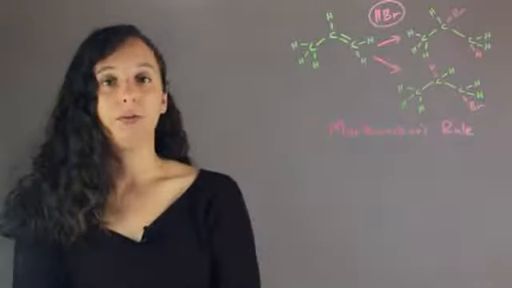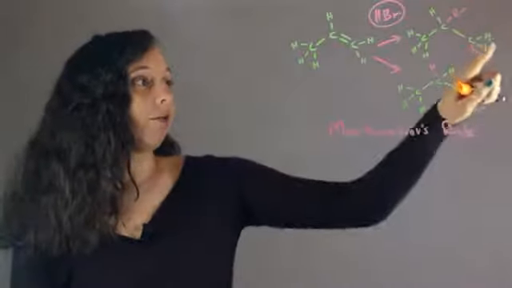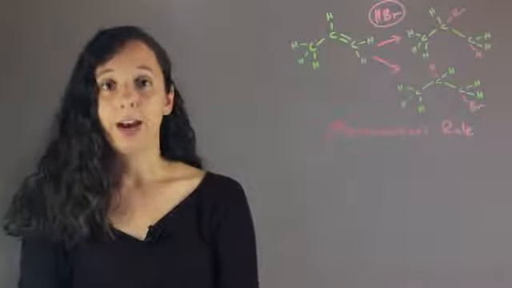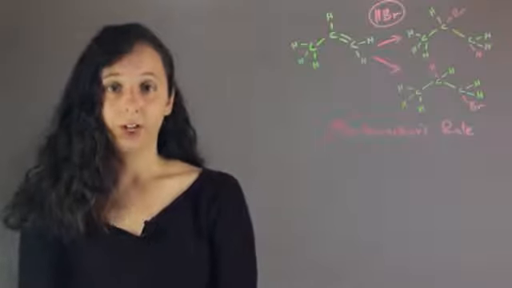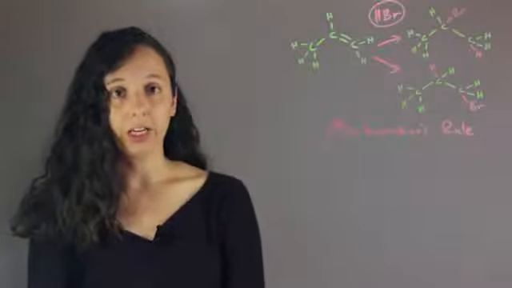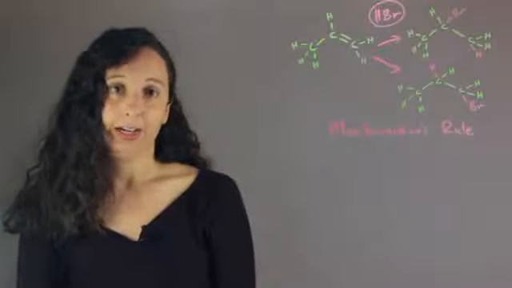And so Markovnikov's rule is a rule that we use to predict which one will be major and which one will be minor. The simplest way to say the rule is that the hydrogen rich get richer. So if you have a carbon that's already hydrogen rich, it'll get even richer, it'll get even more hydrogens. And if you have a carbon that has fewer hydrogens, it's not going to get any more.